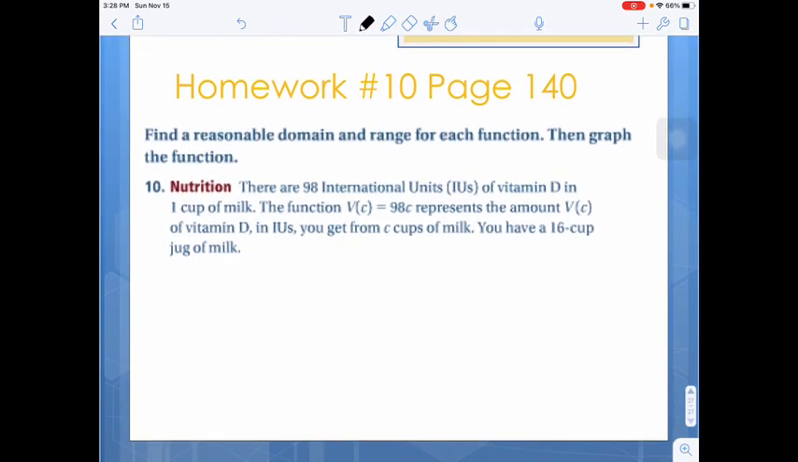On page 140, we have problem 10 for our next U-try. Find a reasonable domain and range for each function, then graph the function. There are 98 international units, IUs, of vitamin D in 1 cup of milk. The function V of C equals 98C represents the amount, V of C, of vitamin D in IUs you get from C cups of milk. You have a 16-cup jug of milk.